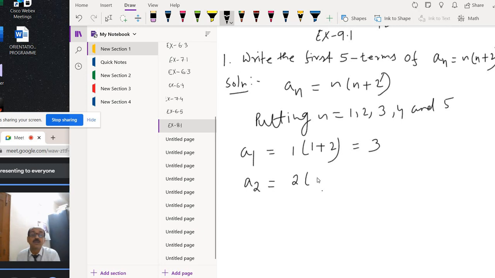A2, n equal to 2, so 2 into 2 plus 2, that is 2 into 4 equals 8. A3, n equal to 3, so 3 into 3 plus 2, which is 3 into 5, that is 15.